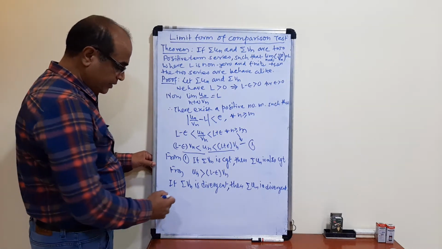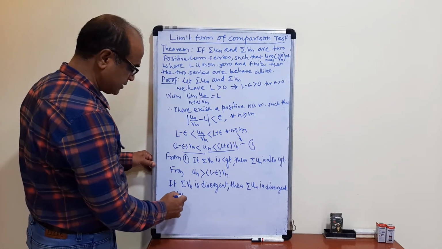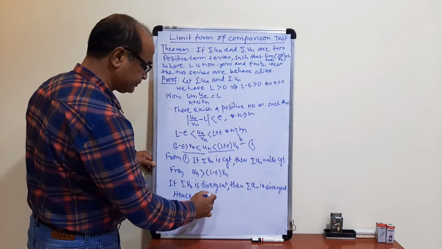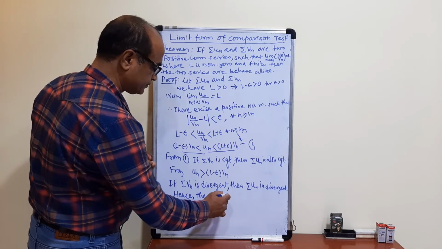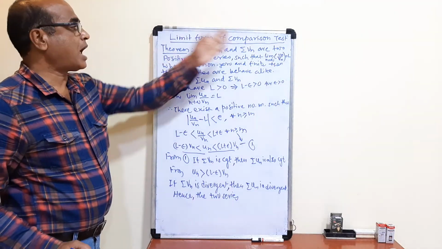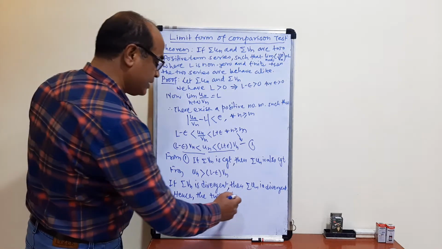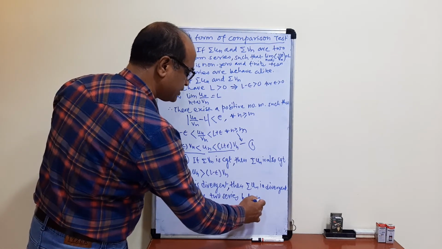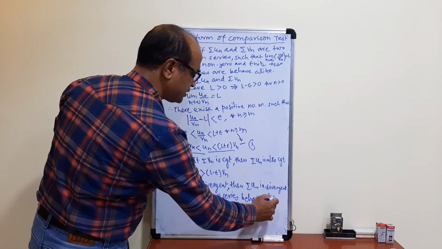Hence the two series summation un and summation vn behave alike. That means if one is convergent, then the other is also convergent.